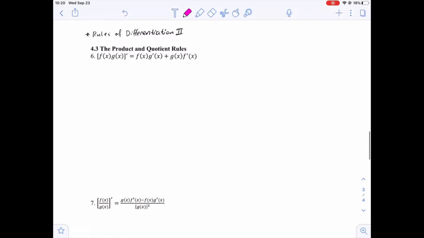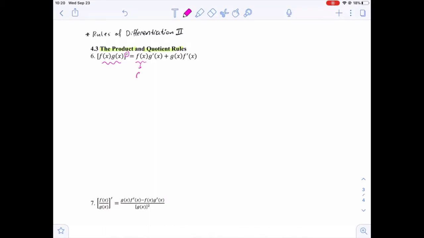Now let's continue with the rules, and that's section 4.3. I skipped 4.2, we'll talk about it later, but since 4.3 is closely related to 4.1, I'll continue on 4.3. So here we focus on the product rule and quotient rule. If we have two functions that are multiplied and we want to find the derivative, we apply this rule.